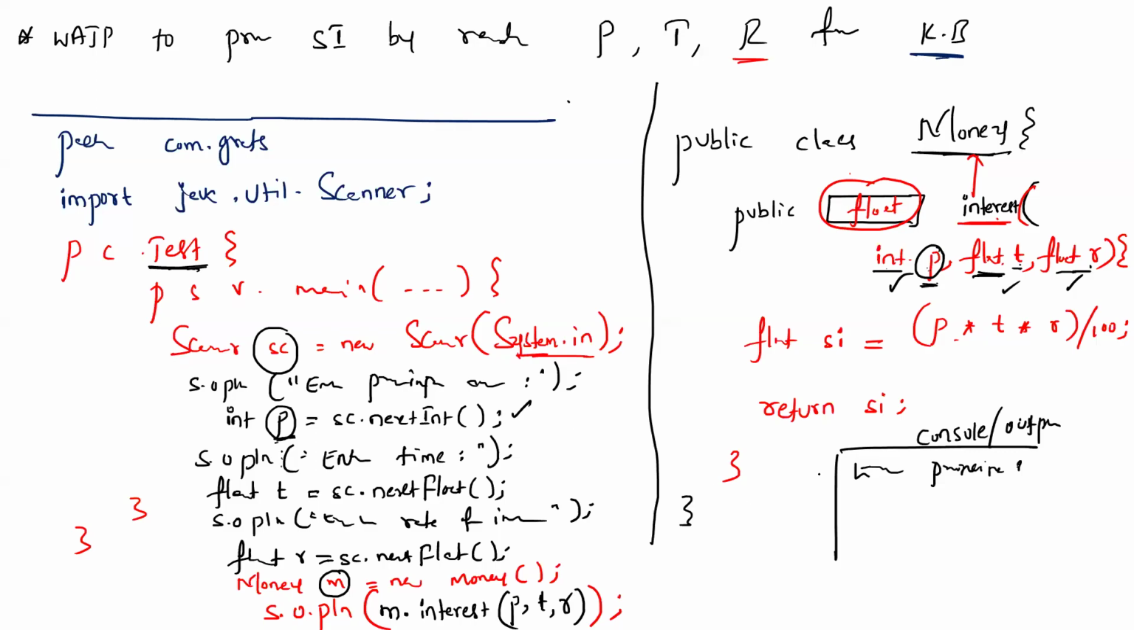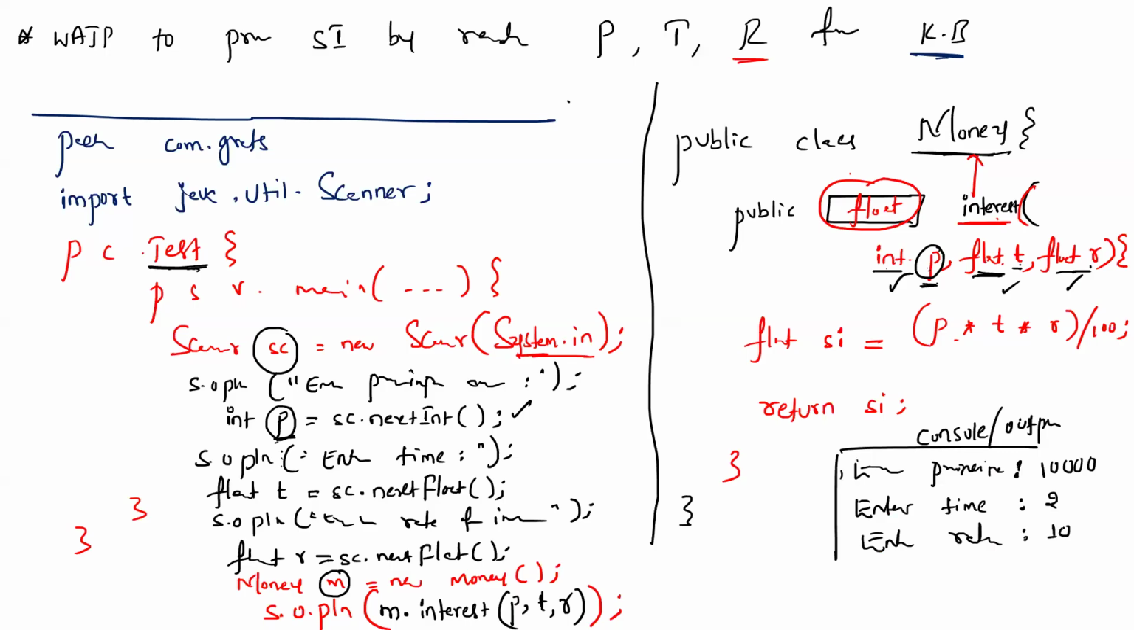Once we execute this program, the first prompting is enter principal. Let us assume some 10,000. Then second, enter time. Let us assume 2 years. Then next prompting, enter rate of interest. What do we type? Let me enter some 10.